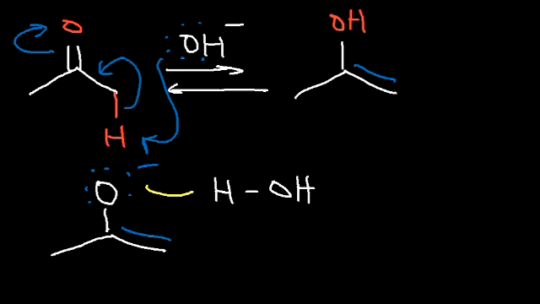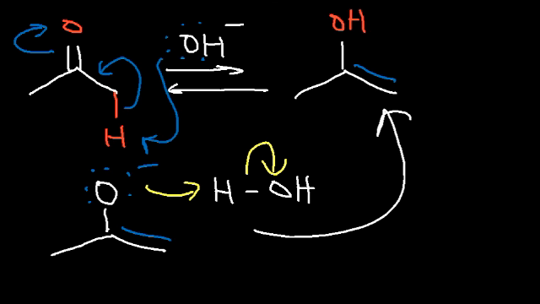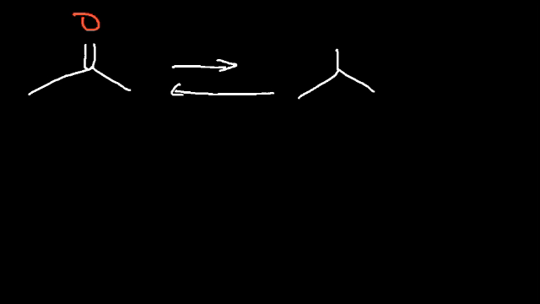So this oxygen is going to grab a hydrogen from water, regenerating the hydroxide-based catalyst, and that's how you can get the enol in basic conditions. Now, what about acidic conditions? How can we propose a mechanism to get the enol under acidic conditions? Let's say if we use an H3O+, how can we do it?